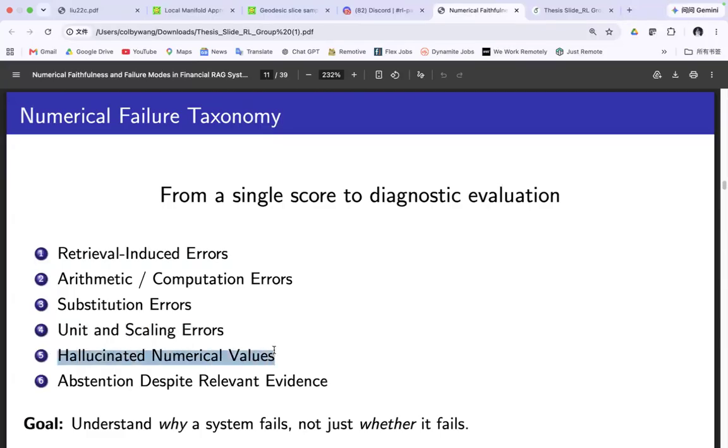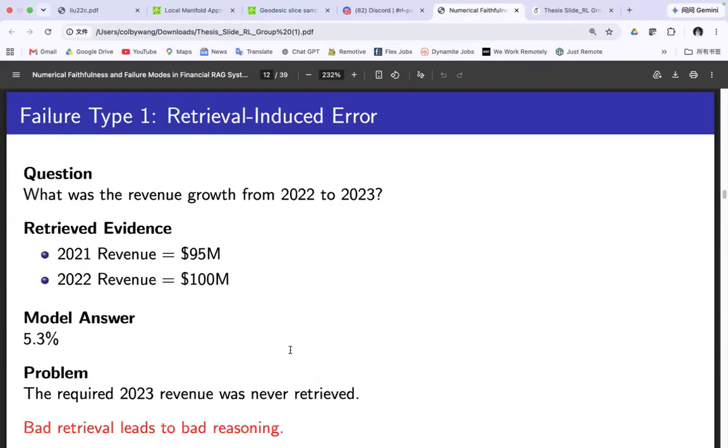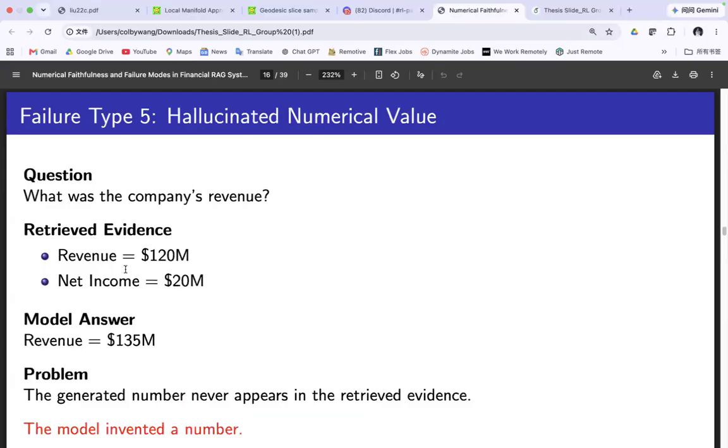The next category is hallucinating numerical values. This is a very easy one. Let's say the model answers the revenue is 135 million, and the number never appears in the retrieved evidence. Perhaps the model decided to invent a number, and this is what we call hallucination.